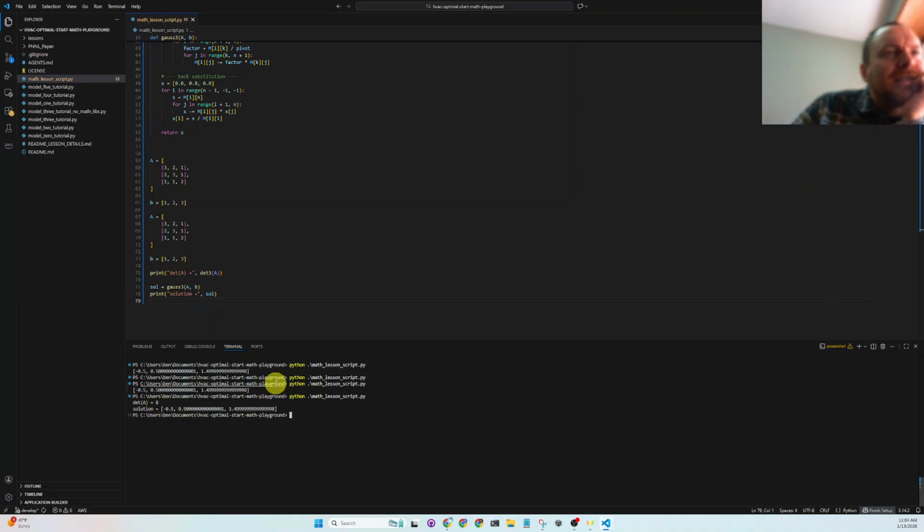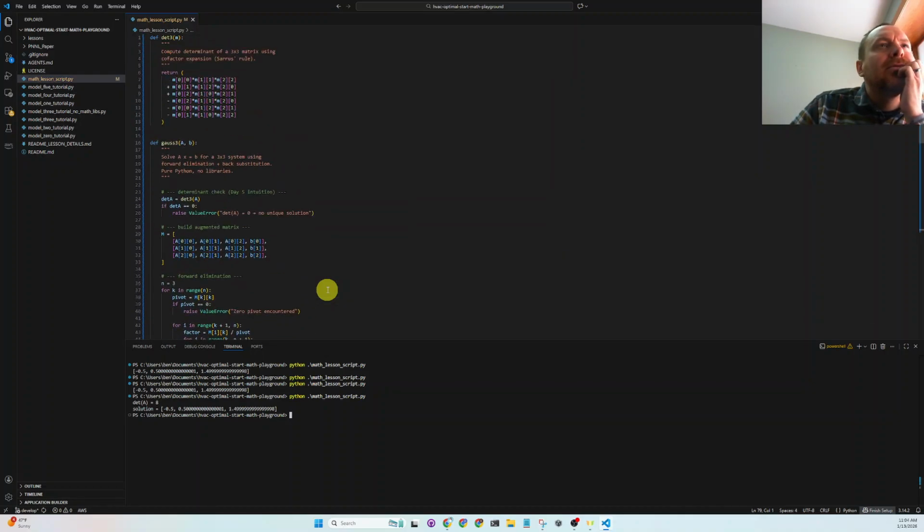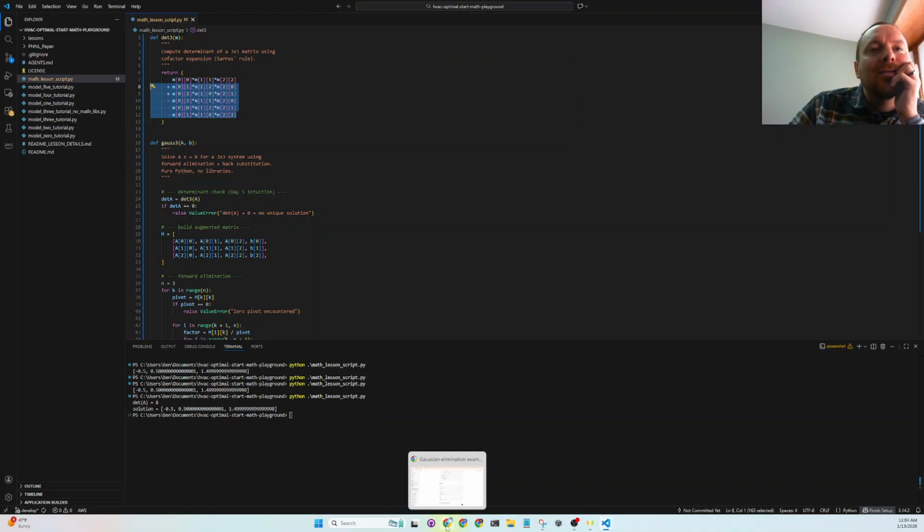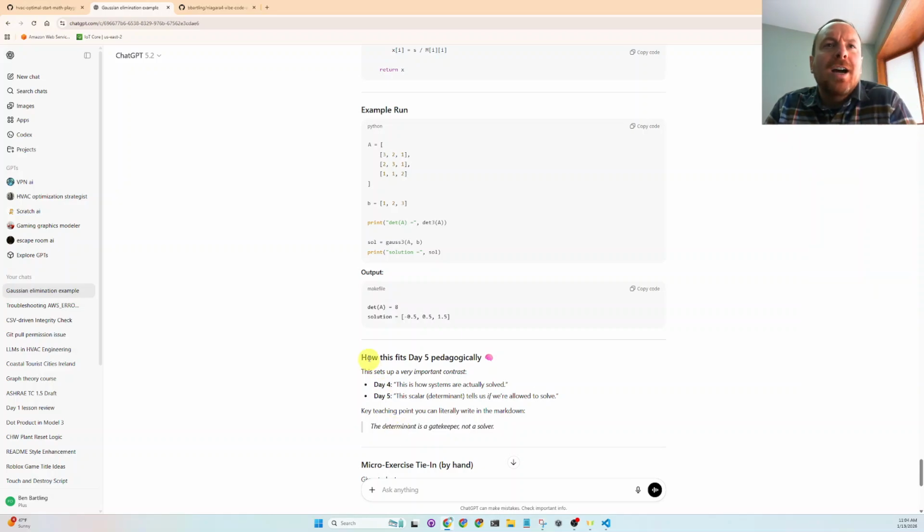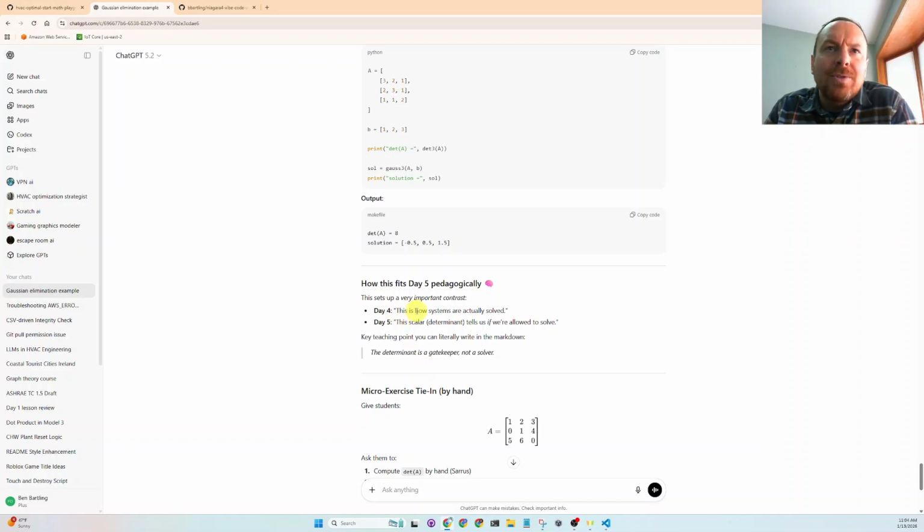Determinant is 8. Quite a bit of math going on there, so it's like adding up these values. There's adding, multiplying, adding, then subtracting, then subtracting, then subtracting, you know, kind of cool. What is going on there? How this fits into Model 5, Day 4, which we did first: this is how systems are actually solved. Day 5: the scalar determinant tells us if we're allowed to solve.